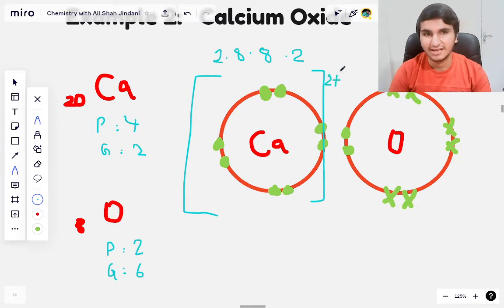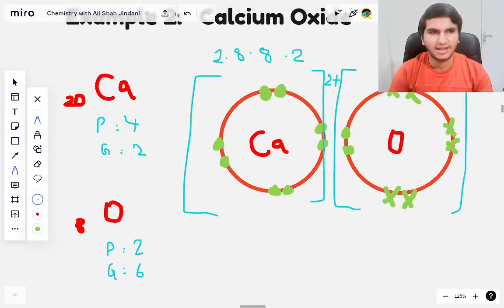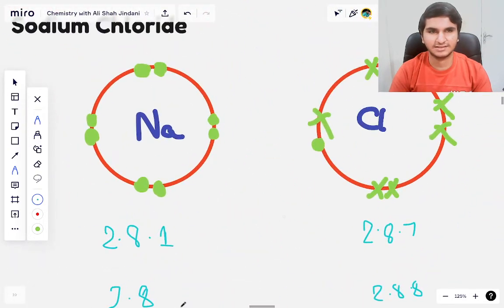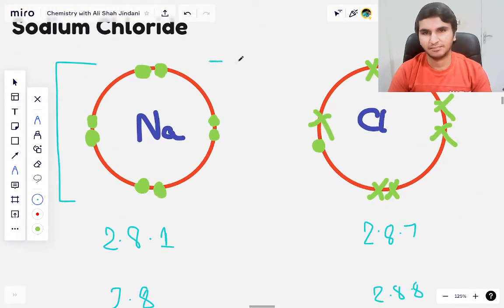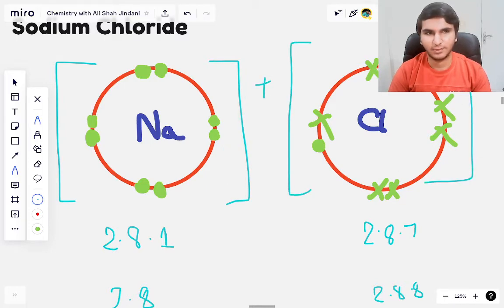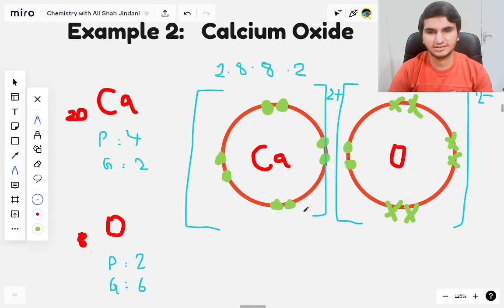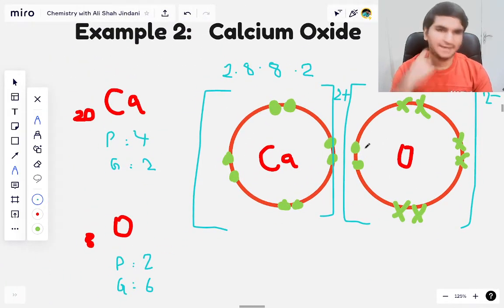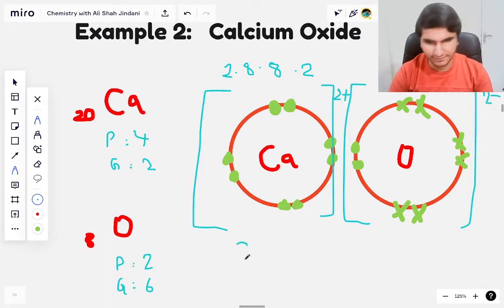Now this has lost 2 electrons, so it is now positively charged, right? So it has 2 more positive charges than negative charges, and this has gained 2 electrons. So we can write 2+ and 2-. In the previous example, once again, we can write Na+ and Cl-. You can write 1+, but it just works like this as well. So now we are left with this kind of structure. So we have 2, 8, 8, and we have 2, 8.